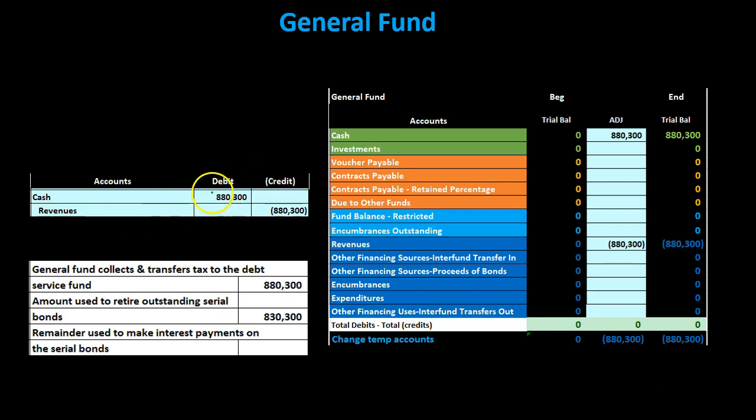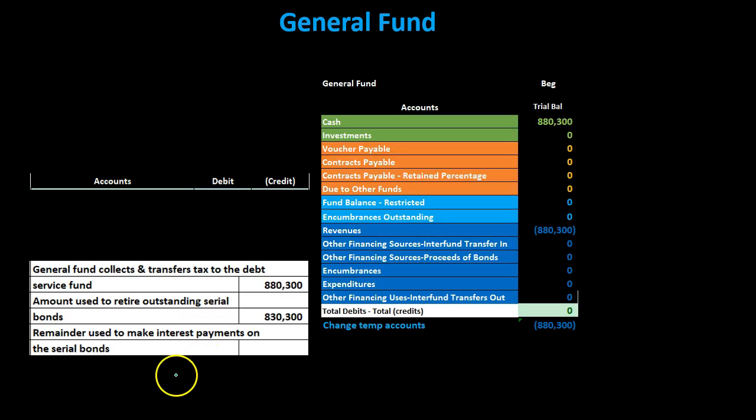So we're going to say that the cash then is going to go up. We are increasing the cash. And then the other side is going to go down here to the revenue. So we're going to be crediting the revenue account.